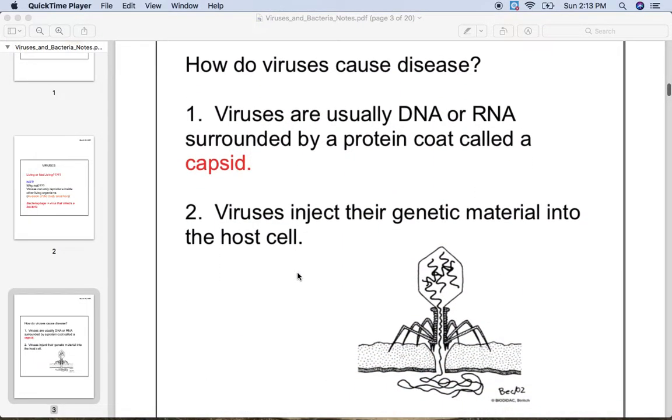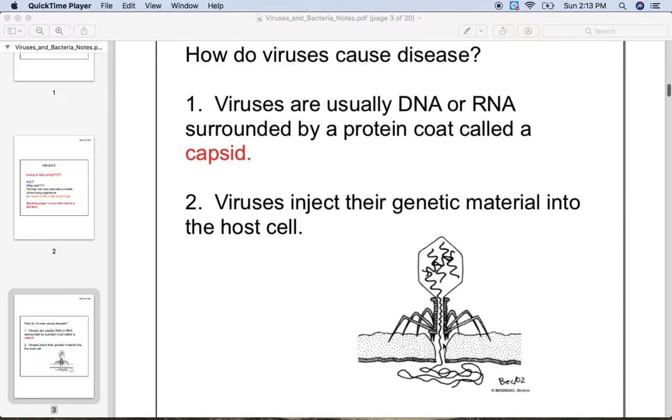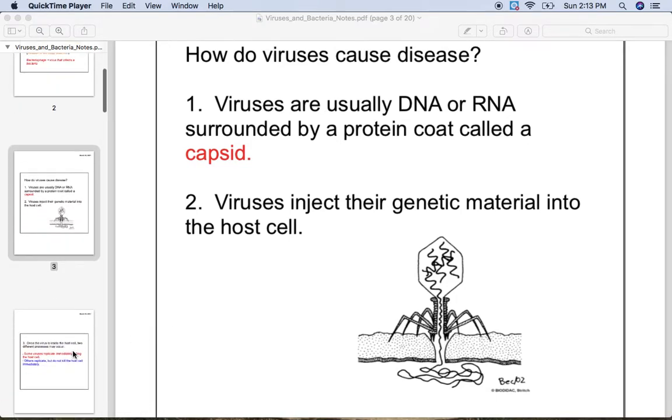So then how do viruses cause disease? Well, a virus does have genetic material. It either has DNA or RNA in it. And this is a pretty typical picture of a virus right here. This is a protein coat. It's called a capsid. And all the squiggly lines in there, that's the genetic material. So what happens is this virus will attach itself to a healthy cell inside of you, and it will literally inject its genetic material down inside of you.